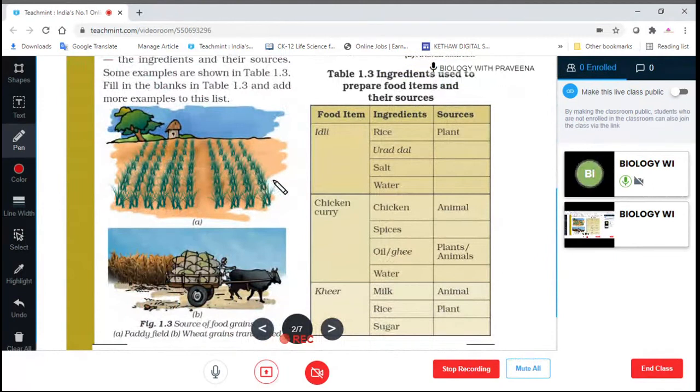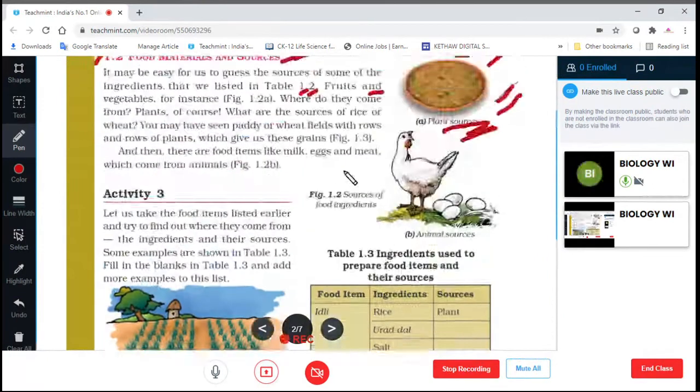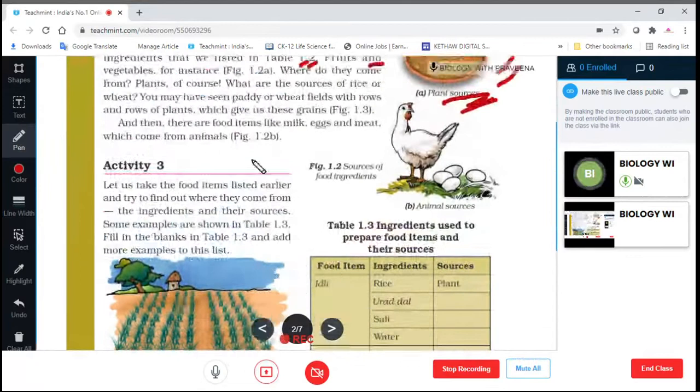Okay, and then there are food items like milk, egg and meat, which come from animals. So the sources which come from animals are milk, egg and meat. These are the food items which come from animals.